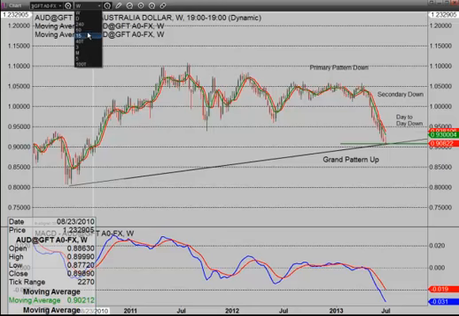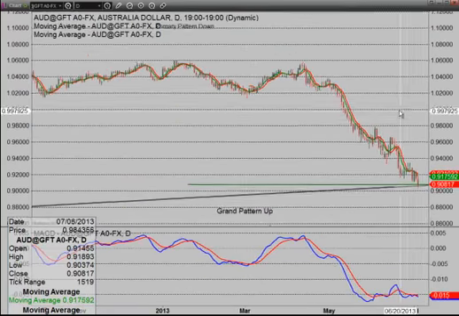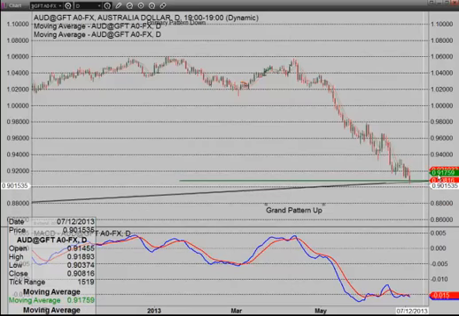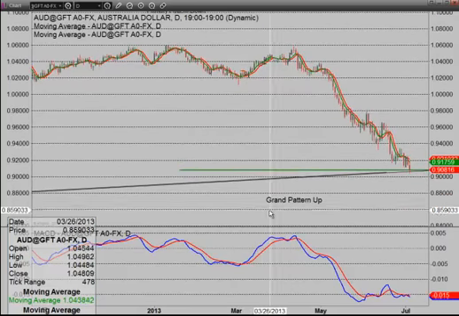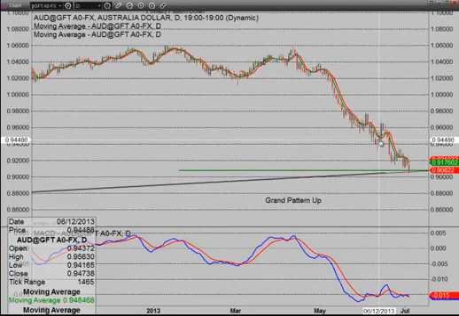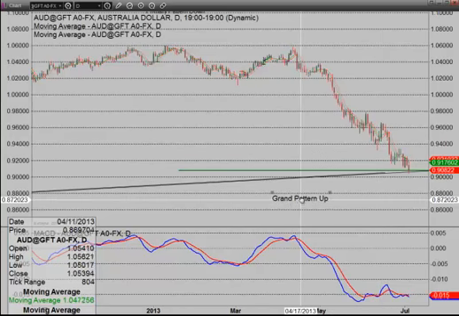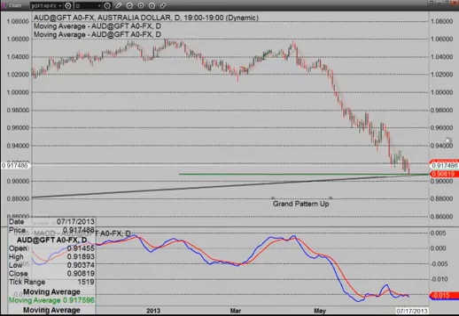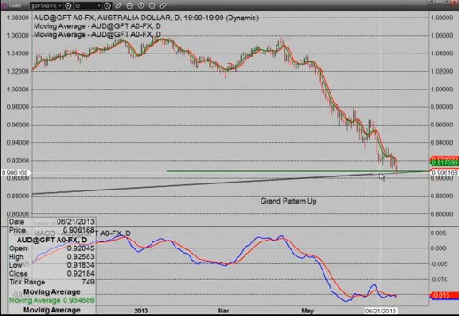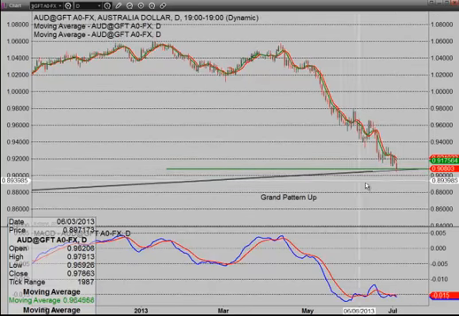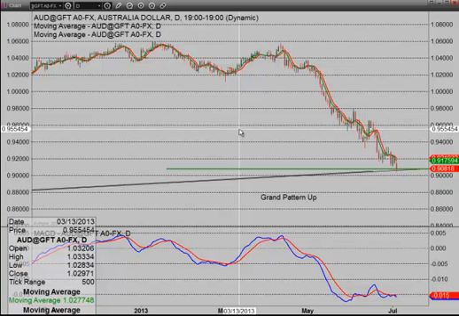Let's look at the daily chart. You're just above the long-term support, that grand pattern support. That's even beyond your primary pattern, which is down. You've got to go 3 years back to find a trend line, potential support, and there it is, just above 90 even, a big level to hold. But they're trying to chip through it as we speak. So the Aussie dollar is pretty weak on the way down.